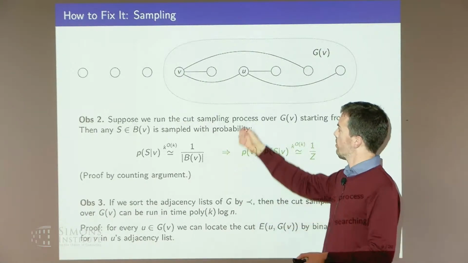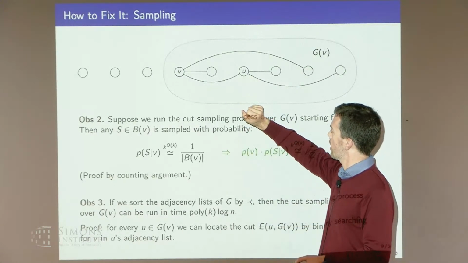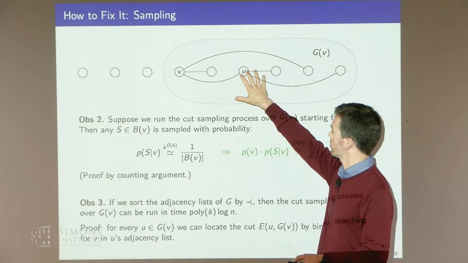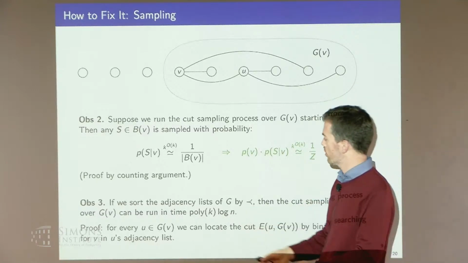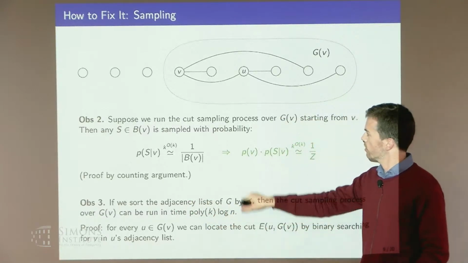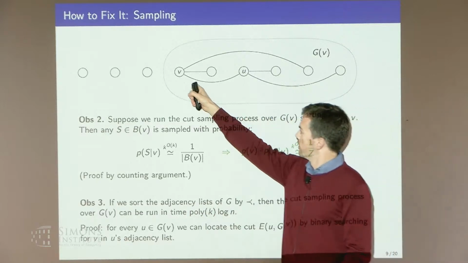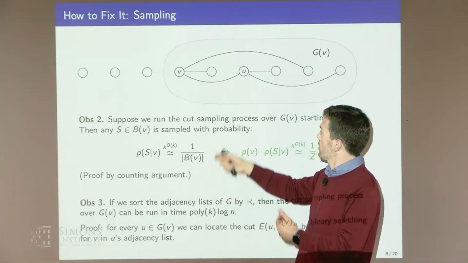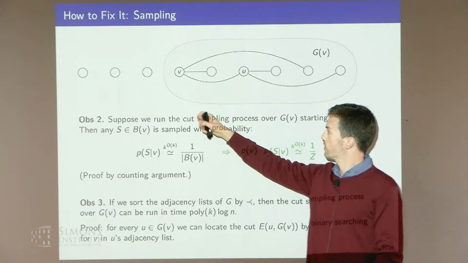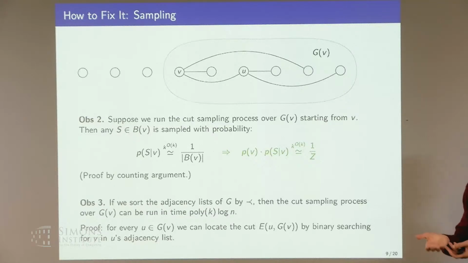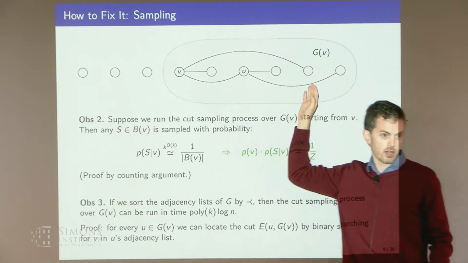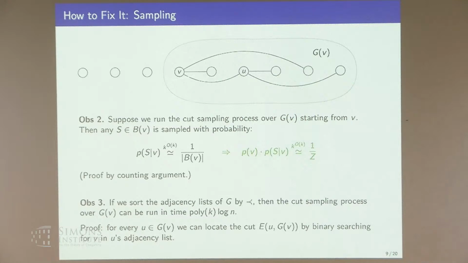And why is that? Because all I need inside here is to access the edges of any vertex I encounter that are inside G of V. And what are those? Well, if we sort the adjacency list of G by the same total order that we have here, the edges of U in GV are just the suffix of the adjacency list of U, the suffix starting at V. So I just need to do a binary search to locate V in U's adjacency list. And that gives me the starting point of the sub-adjacency list that contains all edges in GV. And with that, I can then sample, do whatever I want. So that's where the log n in the sampling comes from.